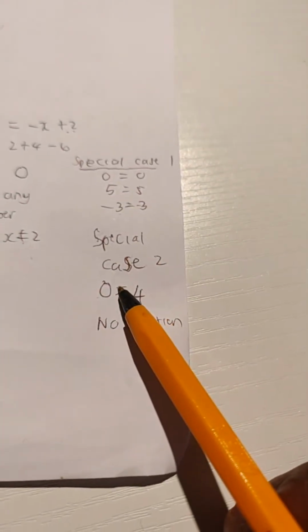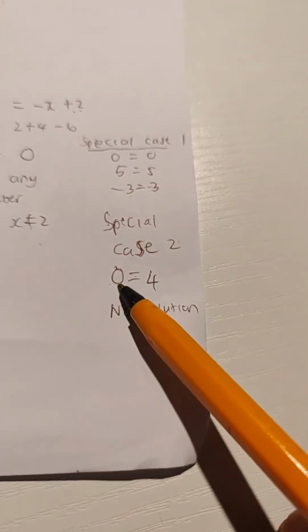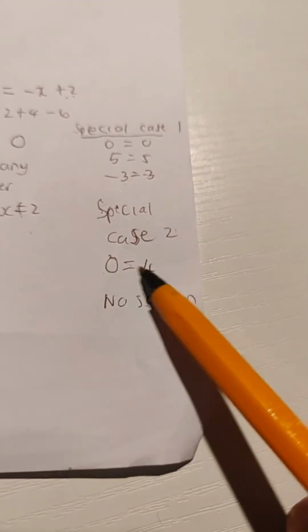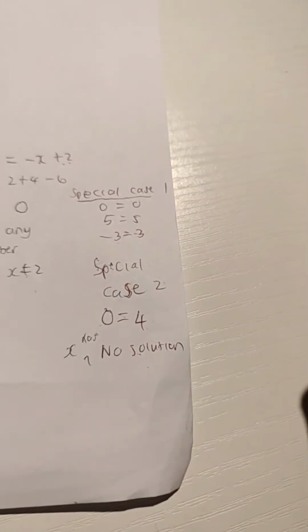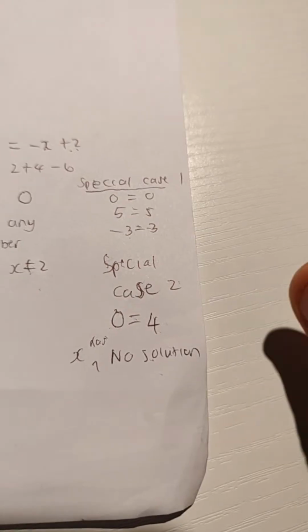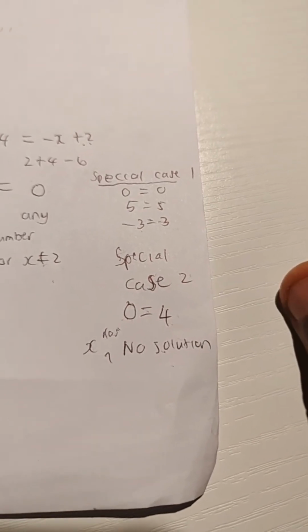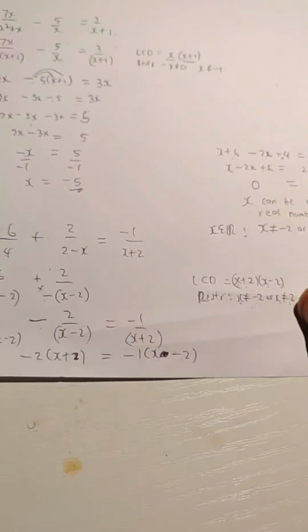Special case number 2 is when you basically get to a place where x gets eliminated, but then you have 2 different numbers on either side of the equal sign. That simply means that x has no solution. So please take note of these 2 special cases that you sometimes get yourself into the situation of when solving for x. Be aware of those, and yeah, let the maths flow.